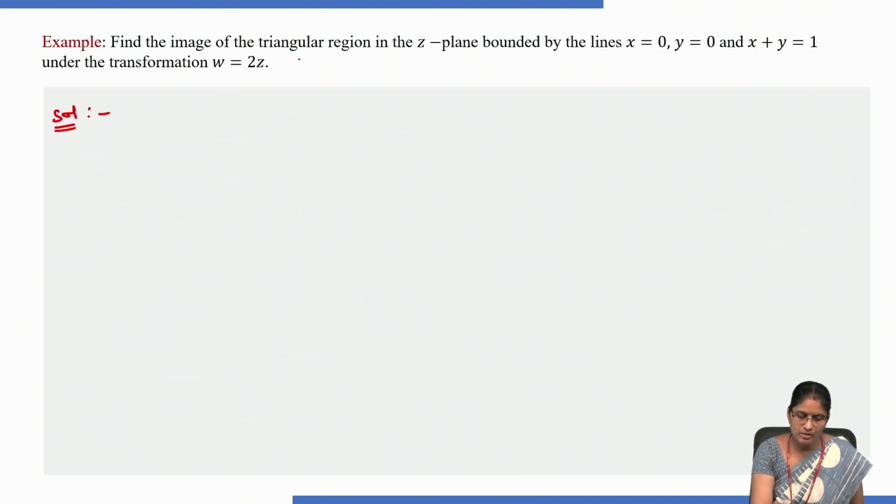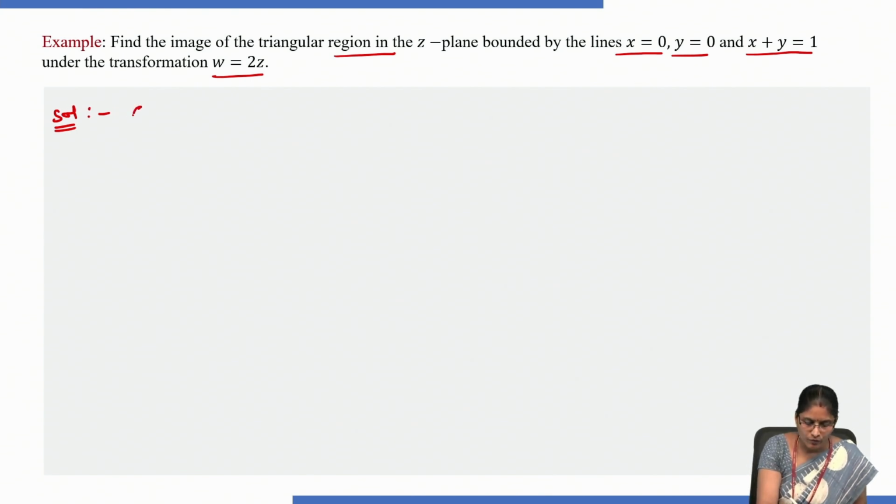Find the image of the triangular region in the Z plane bounded by the lines x equal to 0, y equal to 0 and x plus y is equal to 1 under the transformation w is equal to 2z. Here the transformation is given. We have to find the image of the triangular region in the Z plane, and the bounding lines are also given: x is 0, y is 0, x plus y is equal to 1. So for this, first we have to note down the given transformation.